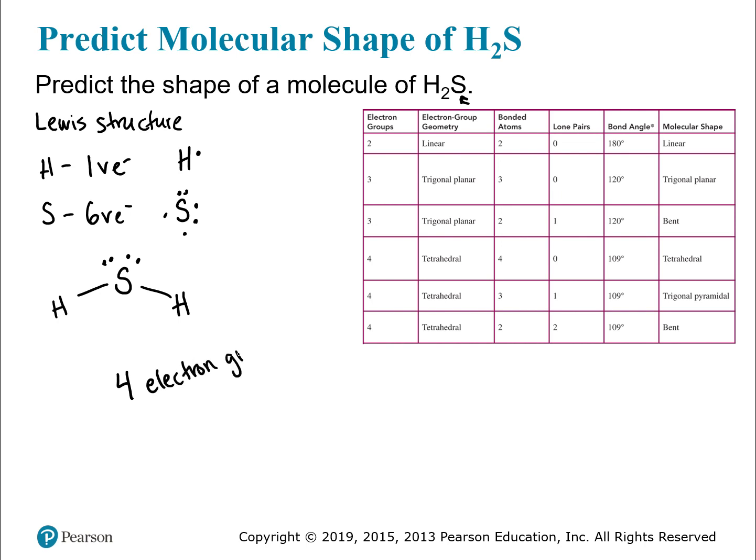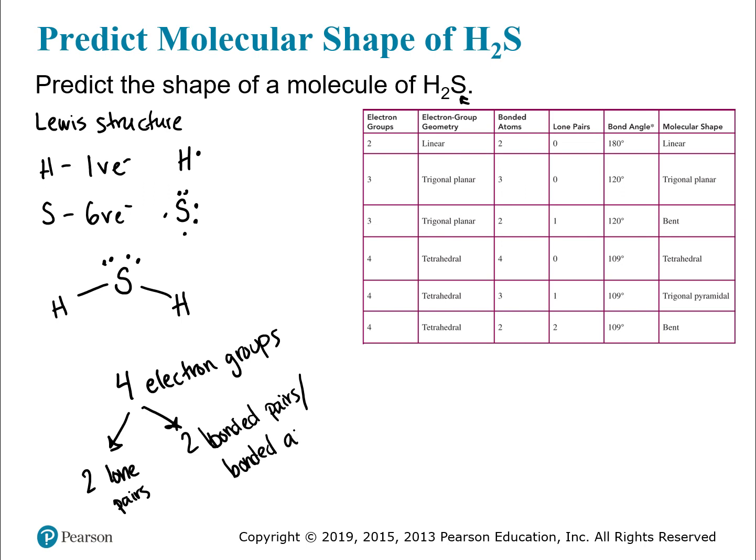And when we break that down, we've got 2 lone pairs and 2 bonded pairs, which in the table is bonded atoms. They're the same thing.